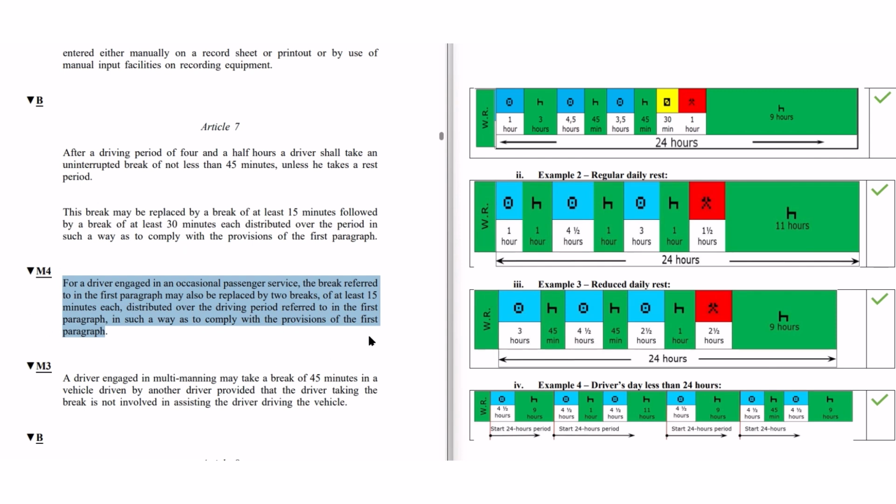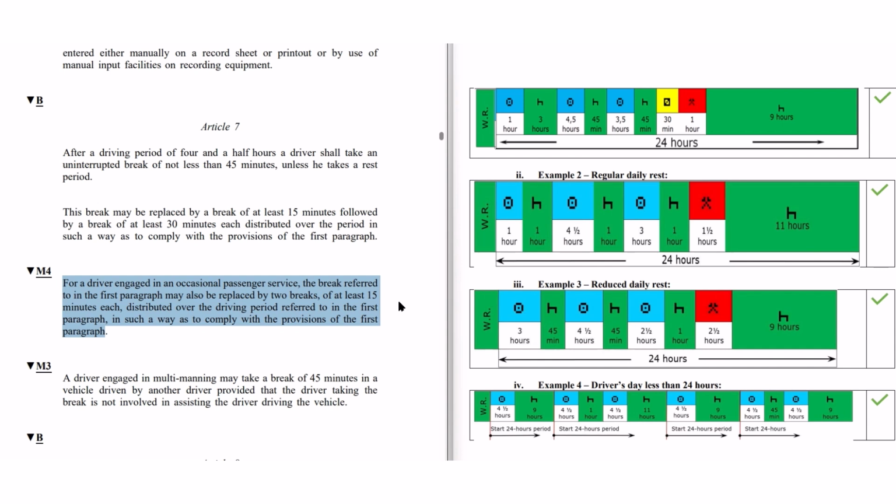It refers to drivers engaged in occasional passenger transport. This provision states that the 45-minute break between driving periods can also be split into two breaks of at least 15 minutes each, as long as the rule mentioned in the first paragraph, no more than 4.5 hours of continuous driving, is followed. The basic requirement of a total 45-minute break still applies.